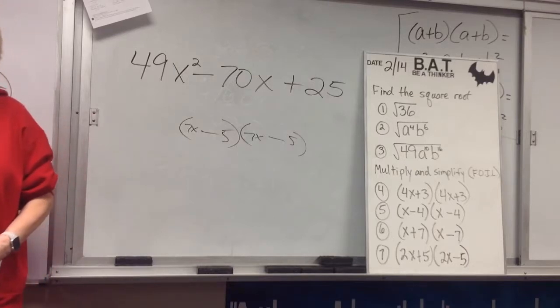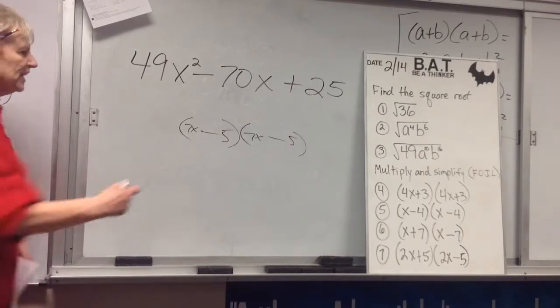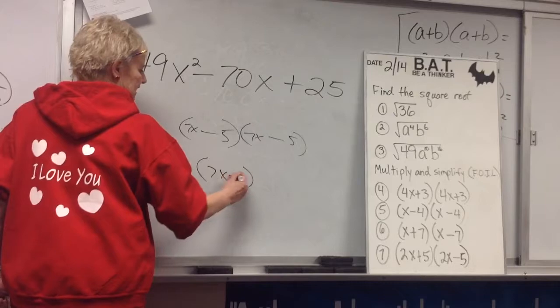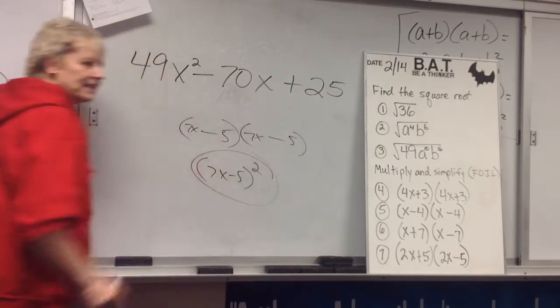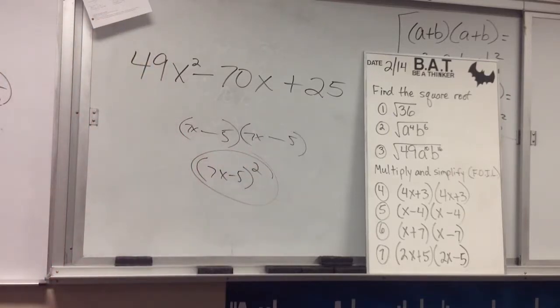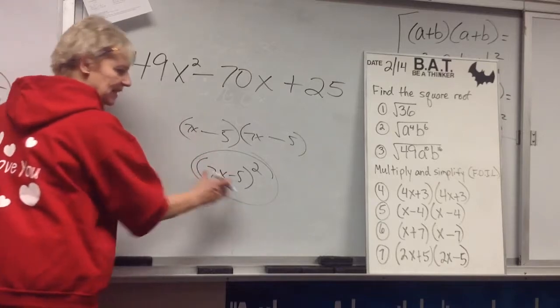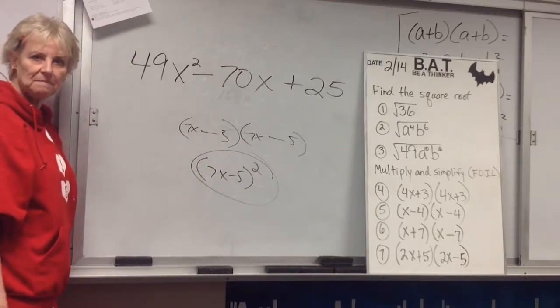Would you like us to write it so that there's 2 of them? You can do that because some kids like to. You can absolutely write it like that. If you know you have one, it's going to be the same thing twice.